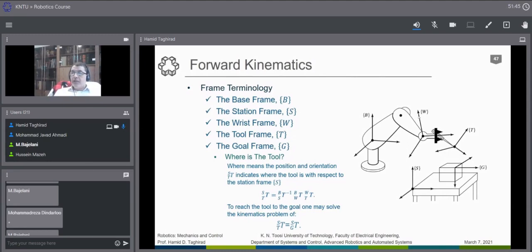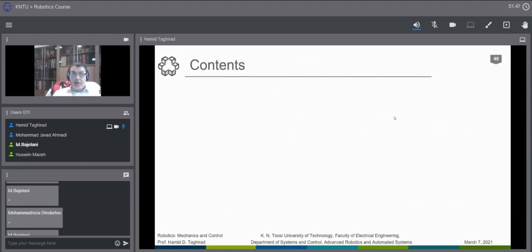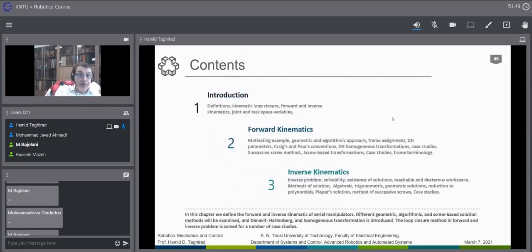So by this means, the first part of our chapter, which was forward kinematics, is concluded. And now I'm ready to go to the more challenging part, inverse kinematics. If there is any question, please stop me here and ask your questions.